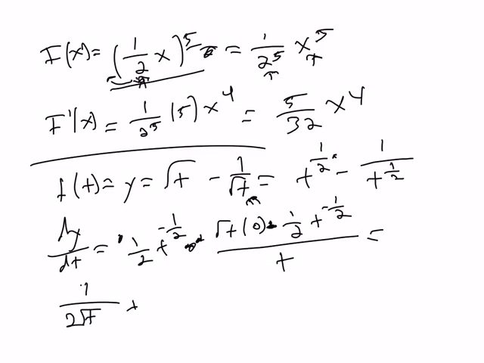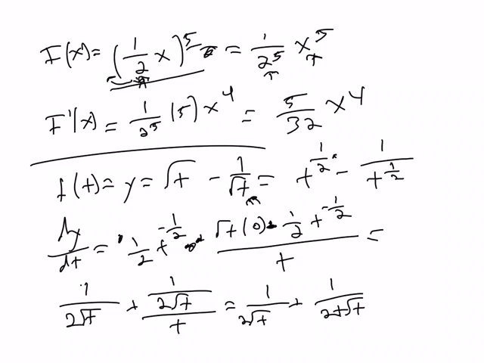Then plus, now we're going to get 1 over 2 square root of t over t, or in other words, this is going to give us 1 over 2 square root of t plus 1 over 2 t square root of t. So that's what we get. This is equal to f prime of t.